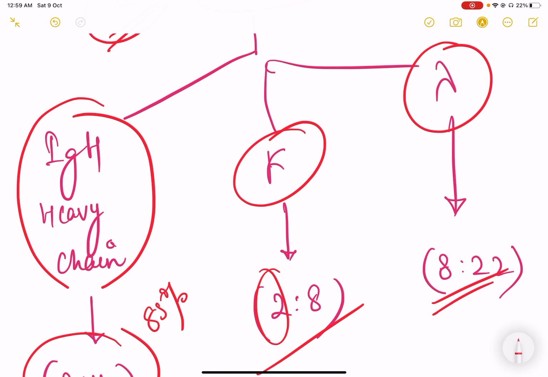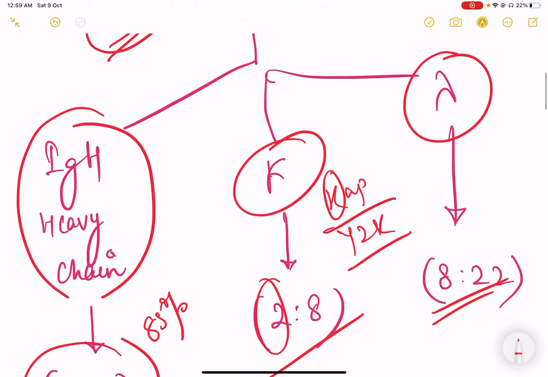How did I remember this? See, kappa, it's K, Y2K. The current century that is going on is 2000, 2K. So kappa with 2. And lambda, as the name suggests, is lambda, and 22 is the bigger out of 2 and 22, so lambda is on chromosome 22.